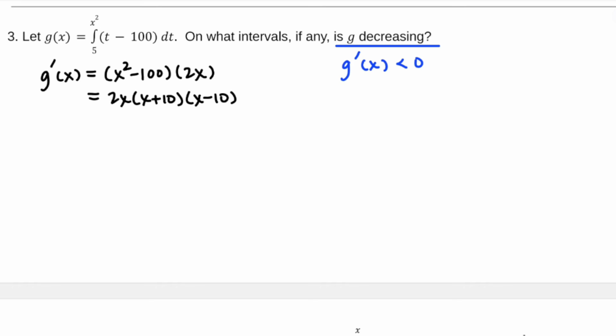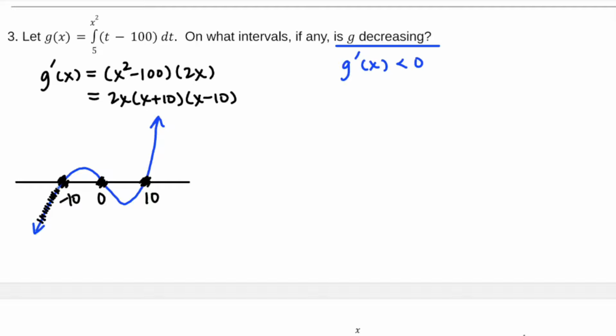And at this point, you can make a sign chart. You can make a sketch of the graph. I'm going to sketch the graph. This is a third-degree polynomial with a positive leading coefficient, and it's got 3 distinct zeros. So it's going to go up and down and up like that. And then the x-axis will sit somewhere like that. And then the zeros are going to be negative 10, 0, and positive 10. Okay, and we want to know where g is decreasing, so that's where g prime is less than 0. So that's going to be through here where x is less than negative 10. And also between 0 and 10.